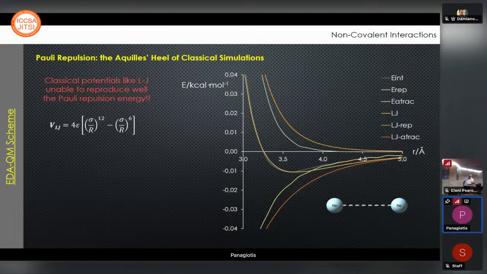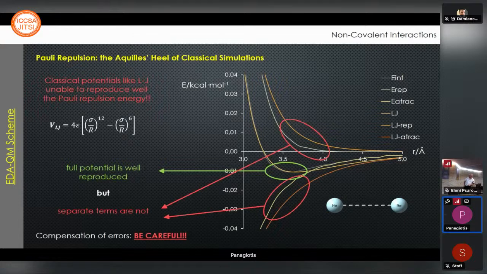As we can see, the Lennard-Jones potential reproduces very well the total interaction energy. This is the total interaction. This is the repulsive term, positive, and this is the attractive. However, the separate terms are not well represented.